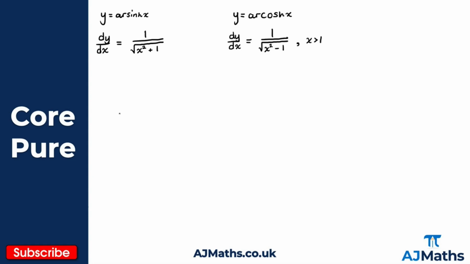And then finally, if we have y equals artanh x, then if I differentiate this, again we get dy by dx, and in this case we get 1 over 1 minus x squared. Again, we have a little restriction here, but there we have it. So those are the 3 results that we need. Now let's take a look at a couple of practice questions where we can practice differentiating inverse hyperbolic functions.